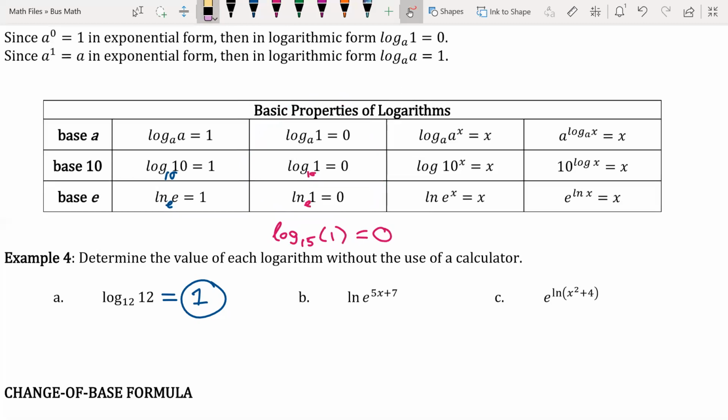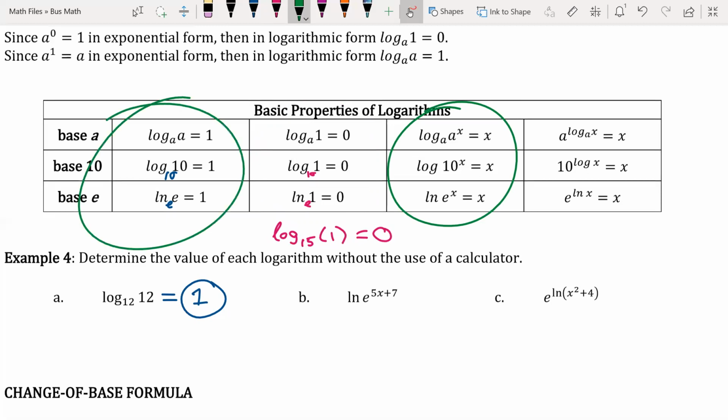Third column, we say log base a of a raised to the x will be x. So this is a consequence of the first column. So log base a of a raised to the x, well, we know that these will cancel because the base is the same as the number you're taking the log of, which means that all you will be left with is x. That's it.